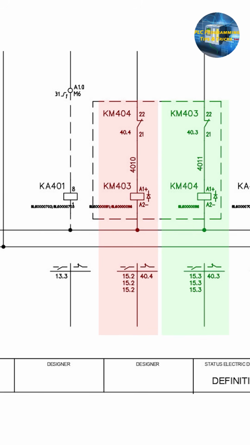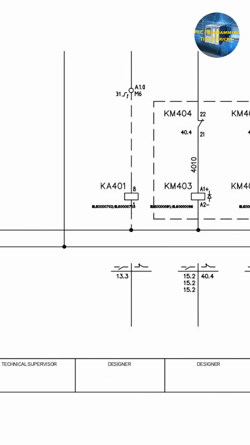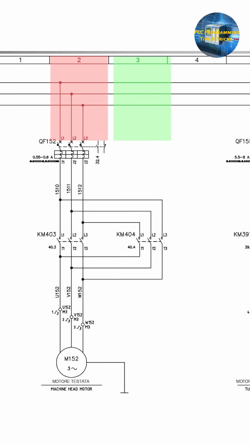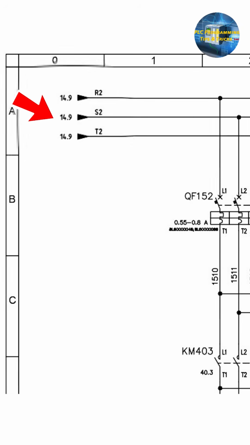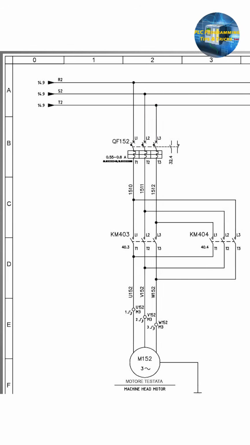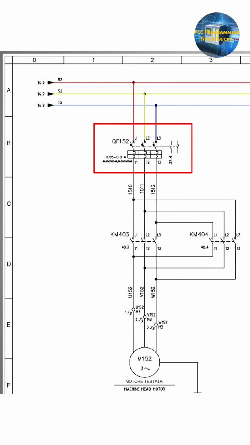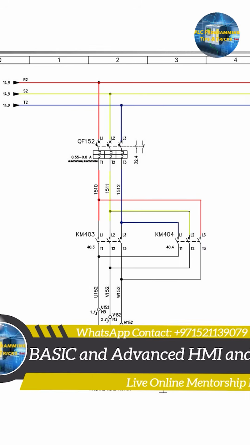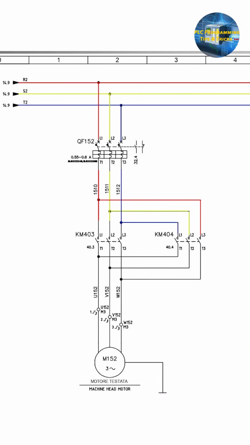The wiring for the normal open contacts of these contactors is mentioned on page number 15, in column number 2 and column number 3. On page number 15, we can find these normal open contacts in column number 2 and column number 3. The three-phase supply coming from page number 14 is fed into the motor protector breaker QF152. The output three-phase supply from the breaker is connected at the input terminals of the contactors KM403 and KM404.